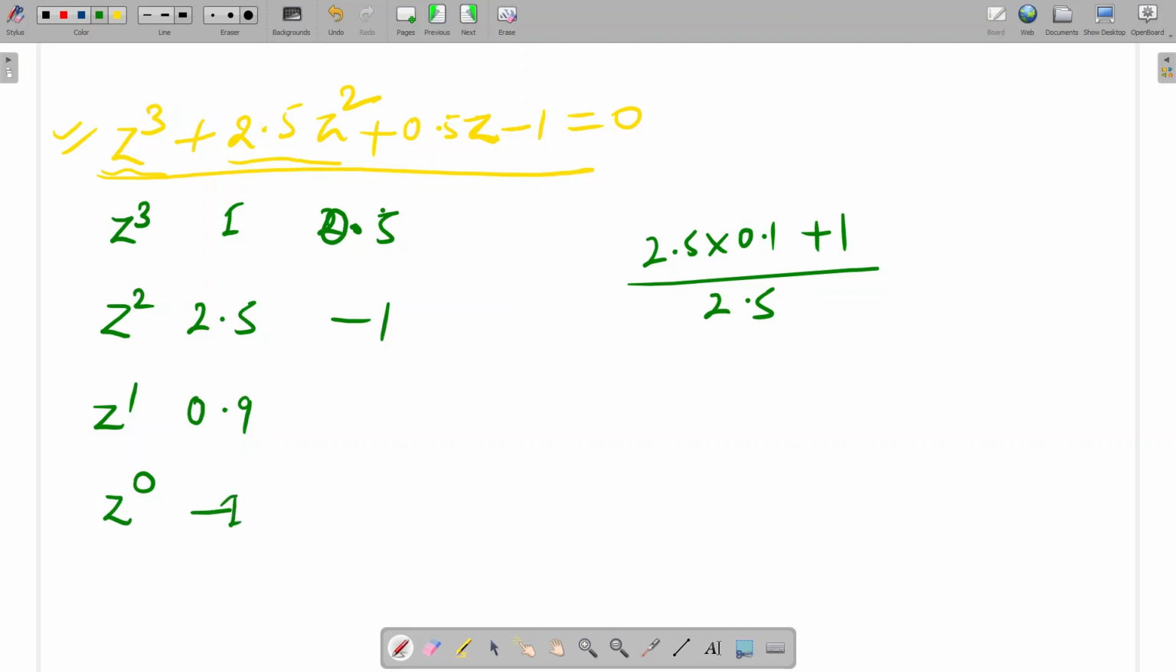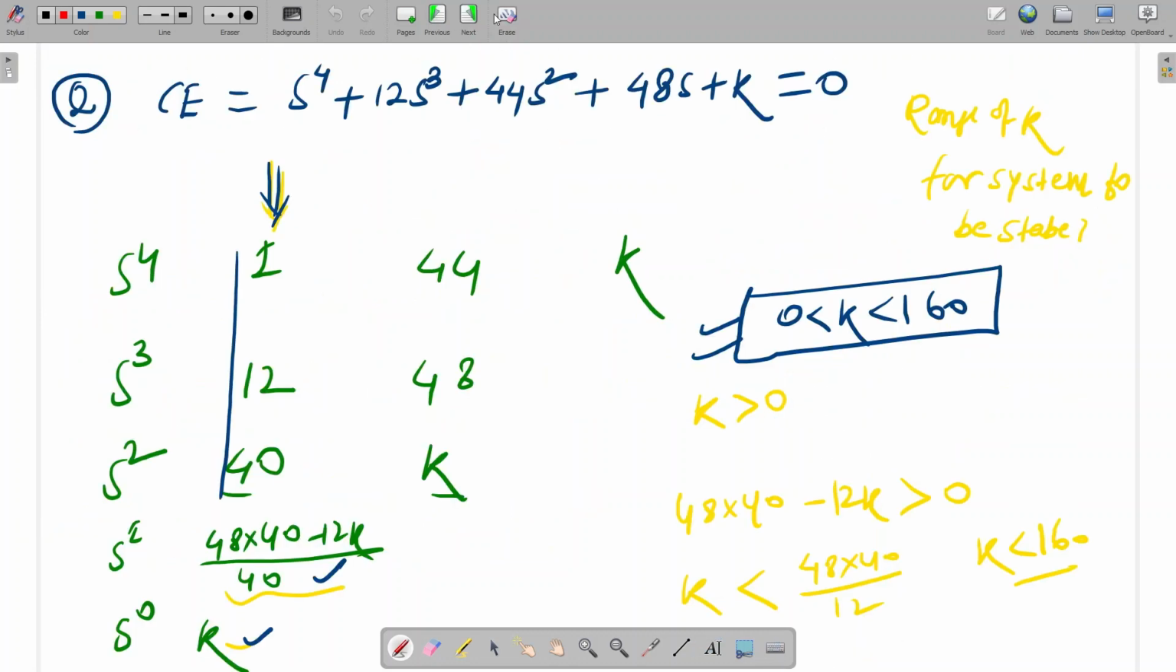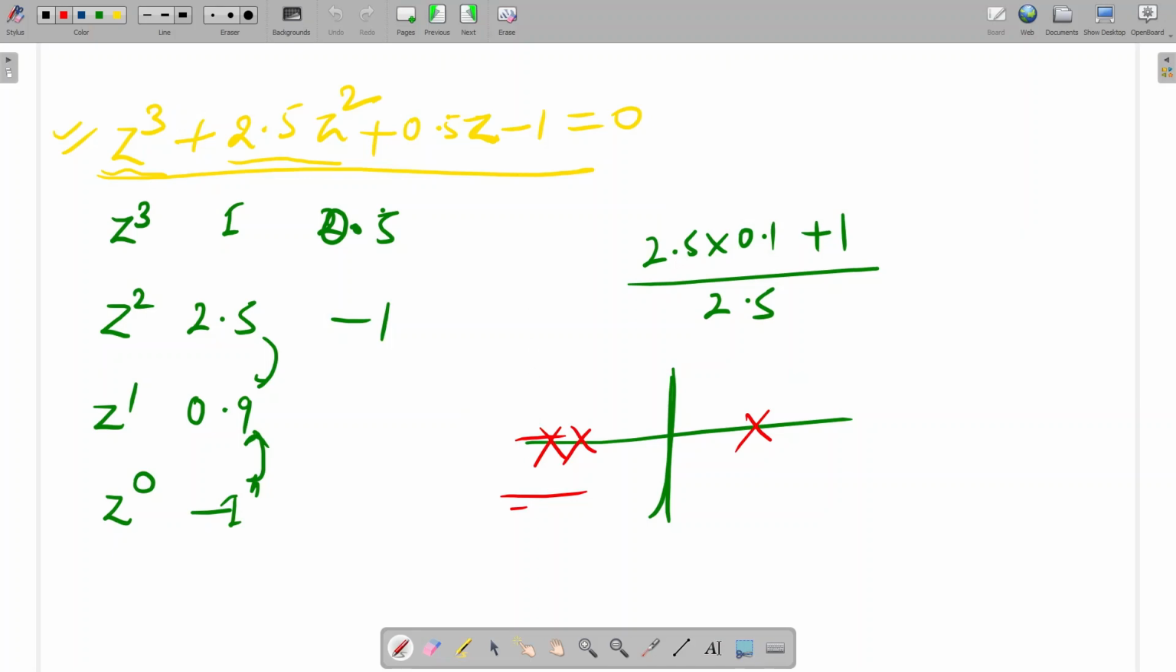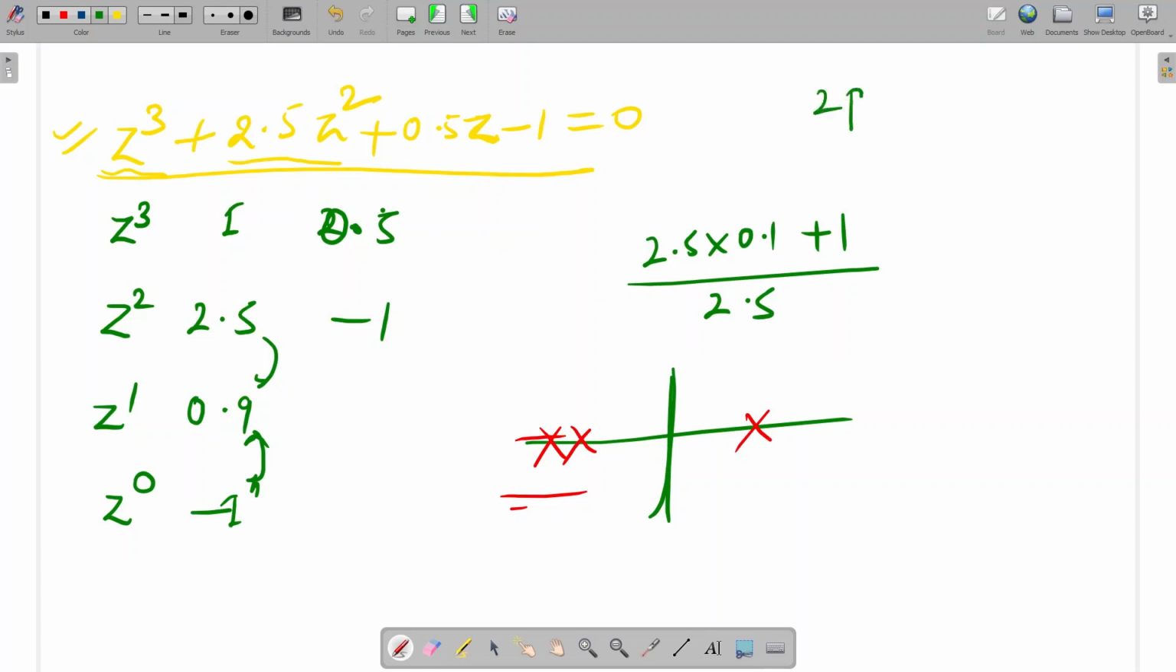Correct? So how many sign changes are there? Only one sign change is there, right? So one pole will be in the right hand side, and the remaining two poles will be in the left hand side. In the question, it was asking for roots of the polynomial which have real parts strictly less than minus 1. So whatever poles come in the left hand side, if you see the S domain equation, two poles will have real parts strictly less than minus 1. So the answer will be 2.